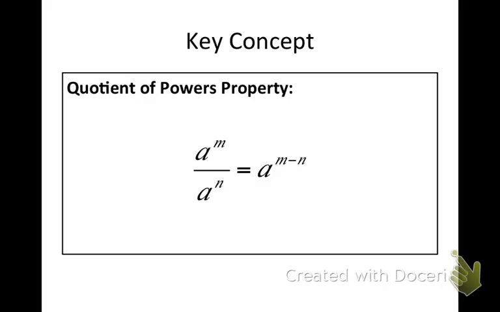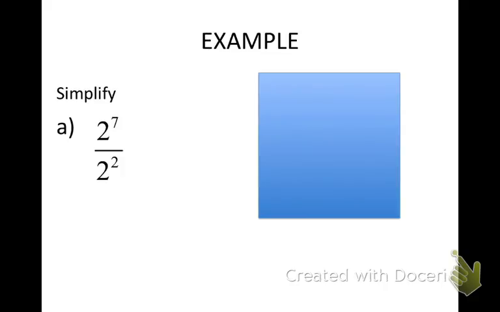So a to the m all over a to the n is equal to a to the m minus n. Let's add that up onto the board. So a to the m over a to the n is equal to a to the m minus n. So what would this example be? 2 to the 7th divided by 2 to the 2nd would be 2 to the 5th.